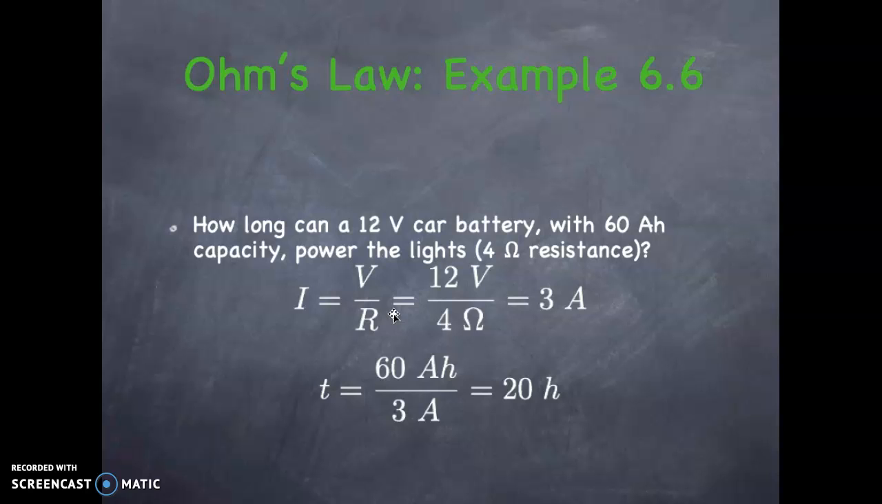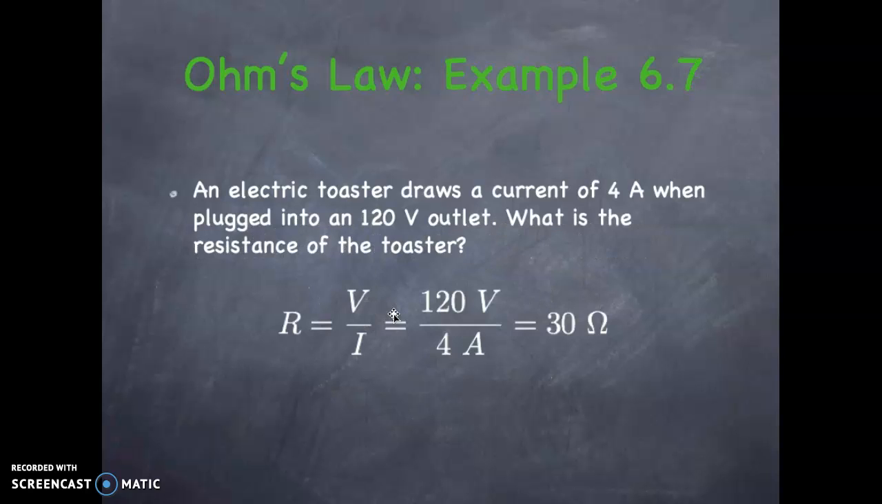How long can a 12-volt car battery with 60 amp-hours capacity power the lights that have a resistance of 4 ohms? I is equal to V over R, in this case becomes 3 amps. Time then is equal to 60 amp-hours divided by 3 amps, gives you 20 hours.